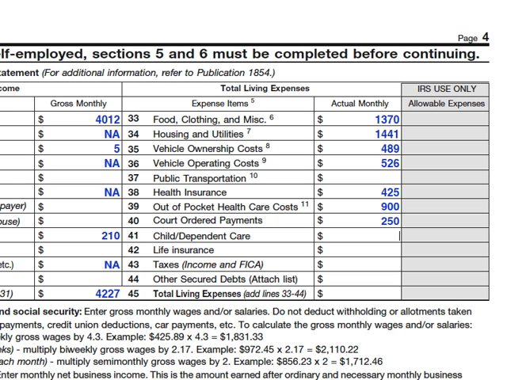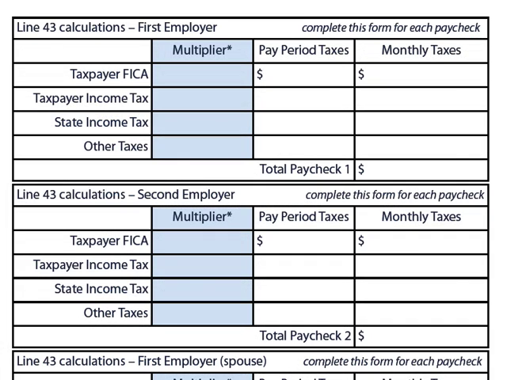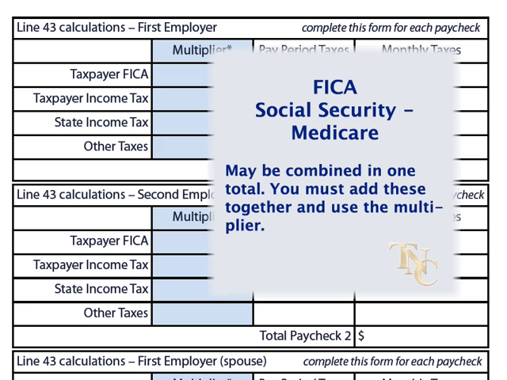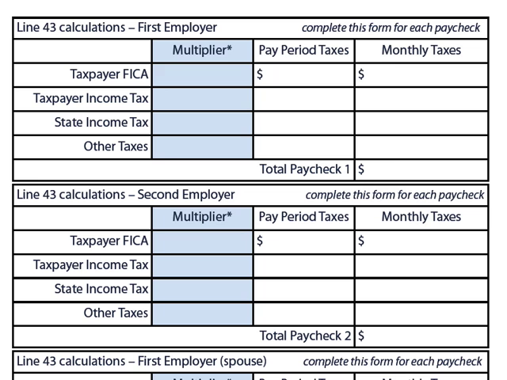Okay. Let's talk about line 43, taxes, income, and FICA. This is where people, if they're going to have a problem, it's going to be right here. The things that come out of a paycheck in the form of taxes are FICA, FICA Medicare, income tax. If you live in a state that has state income tax, that will also come out of your paycheck. Then there are a few of us who live in states that have a local tax. In the state of California, we call that SDI. Other states have other names for it. Under other taxes, you use that as your local tax.